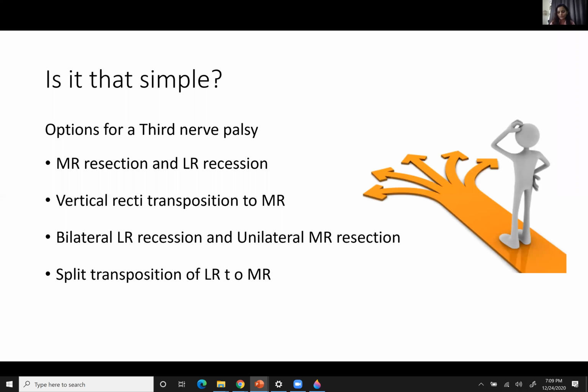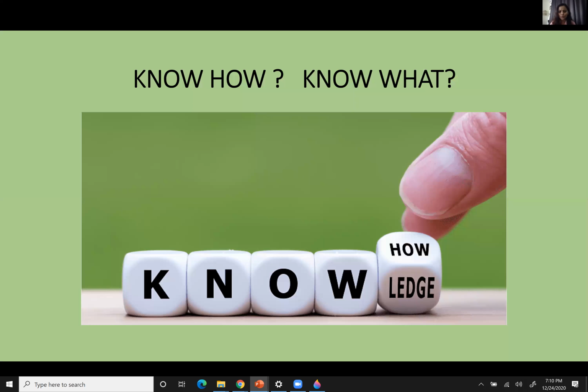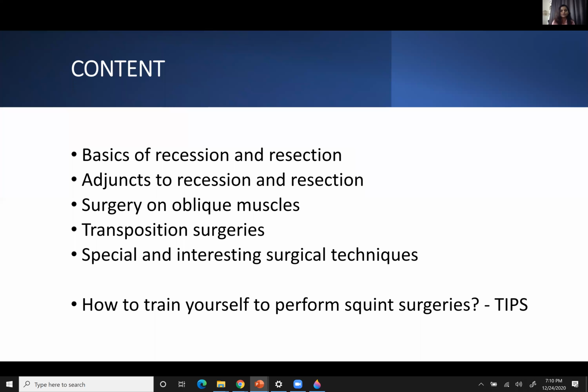Whenever you're faced with options like that, we are often left confused as to what option to choose. So like I said, when you have a question in mind as to what surgery to do in that patient, you equip yourself with the knowledge of what all options are available and what best suits that particular profile of the patient. Then of course you can make the decision. So the content of my presentation is going to be as follows.